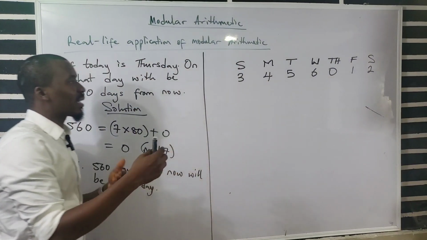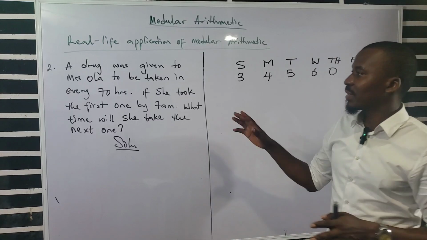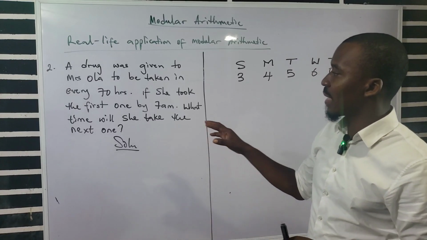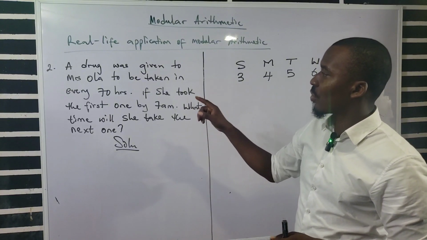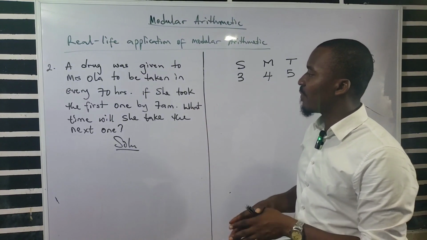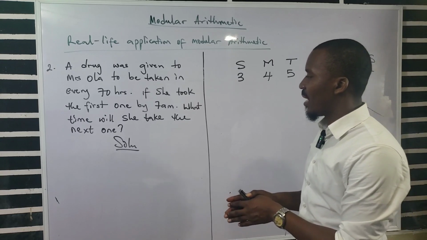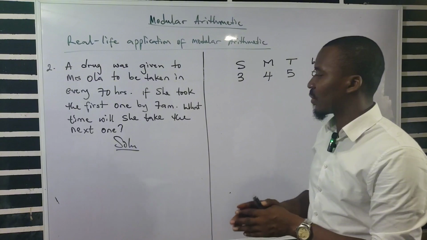Okay, so let us take another question, probably a question on time. Let's see how that will look. So this next example we have here is about time. A drug was given to Mrs. Ola to be taken every 70 hours. If she took the first one by 7 a.m., what time will she take the next one?